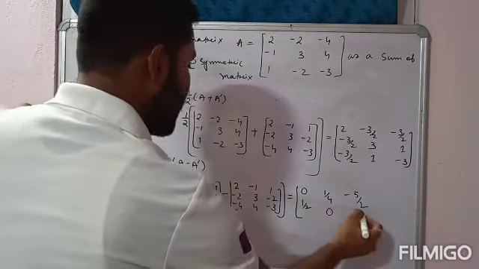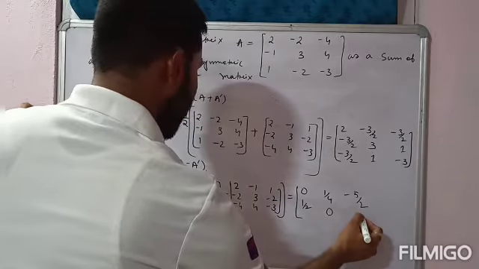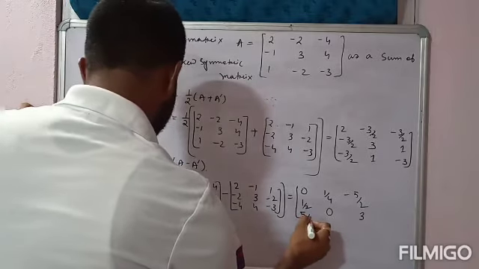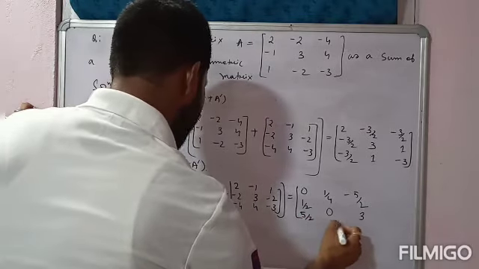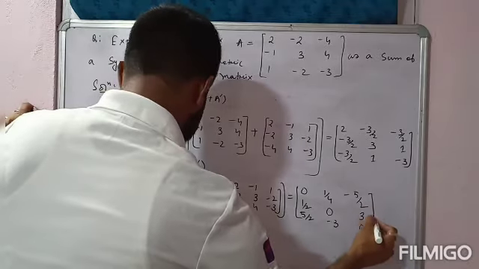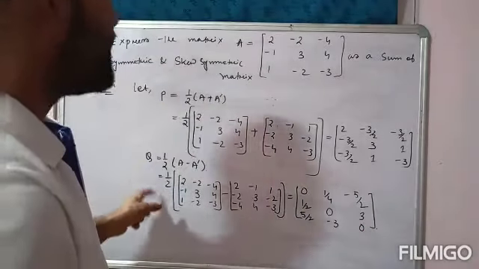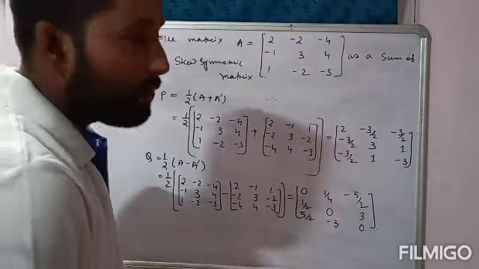4 plus 2, that is 6. 3, this one is 5 by 2, minus 3 and 0. This is all about Q. Now we know the values of P and Q. Now what you have to do?